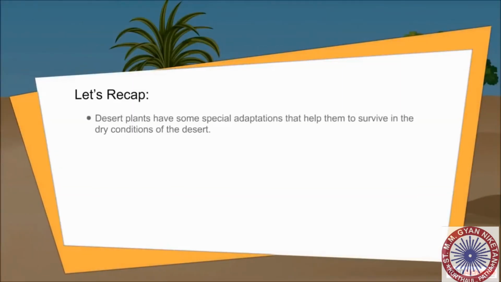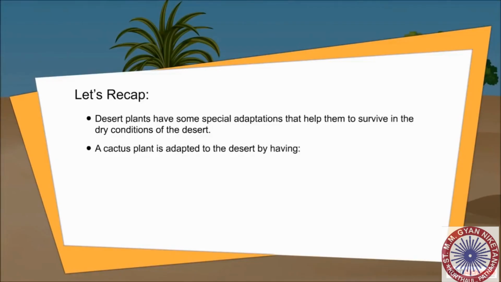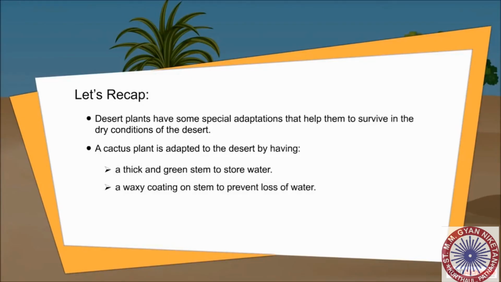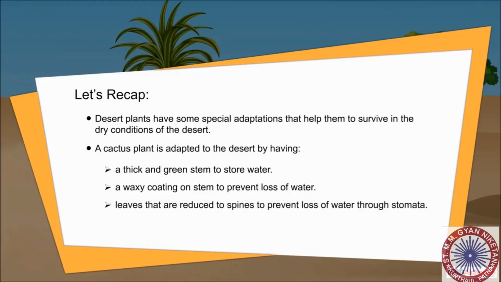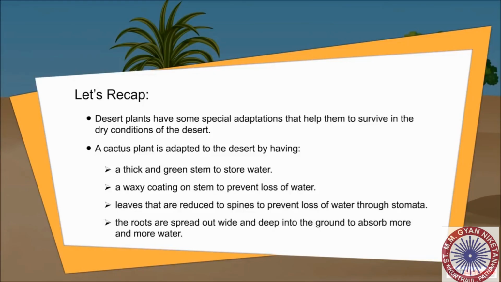Let's recap. Desert plants have some special adaptations that help them to survive in the dry conditions of the desert. A cactus plant is adapted to the desert by having a thick and green stem to store water, a waxy coating on stem to prevent loss of water, leaves that are reduced to spines to prevent loss of water through stomata. The roots are spread out wide and deep into the ground to absorb more and more water.